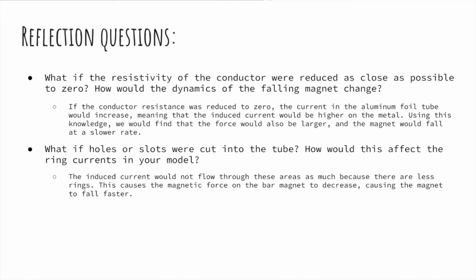What if holes or slots were cut into the tube, and how would it affect the ring currents in our model? Well, the induced current wouldn't flow through these areas as much because there are fewer rings. Therefore, it causes the magnetic force on the bar to decrease, and it causes the magnet to fall faster.